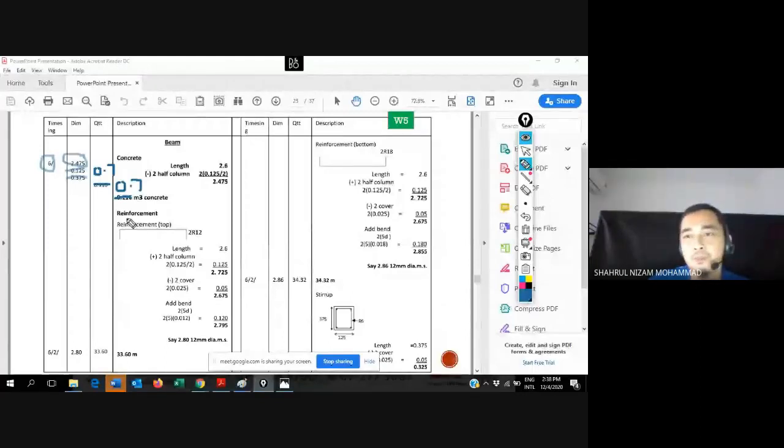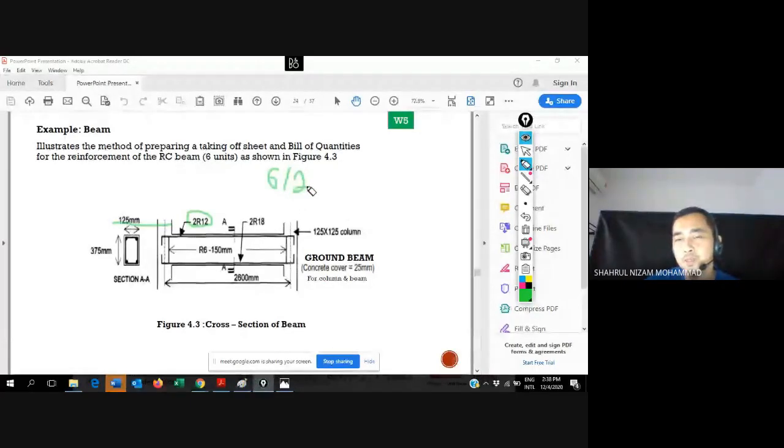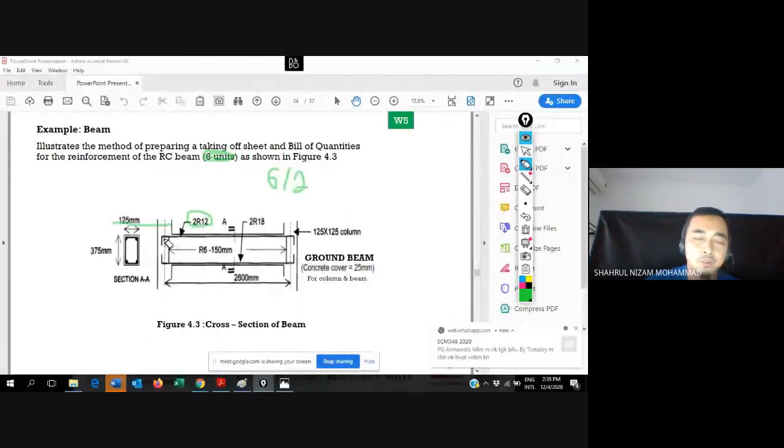For reinforcement, okay? So first, we are going to calculate for the top reinforcement. Okay, the top reinforcement. So if you look at the question, the top reinforcement is made from 2R12. So for the time sink, it will be 6 slash 2. Why? Because here in the question, you have 6 units of beam. And then for each beam, for the top reinforcement, there will be 2 number of reinforcement. So that's why the time sink will be 6 slash 2.